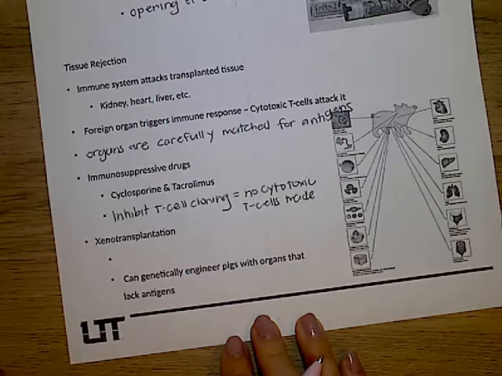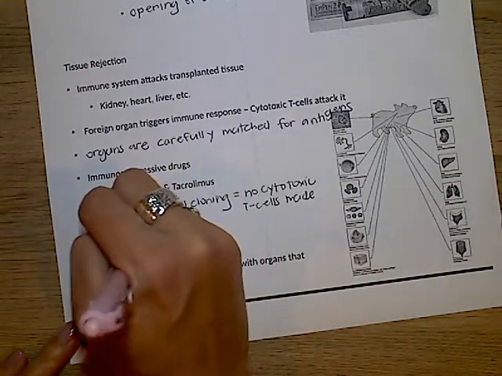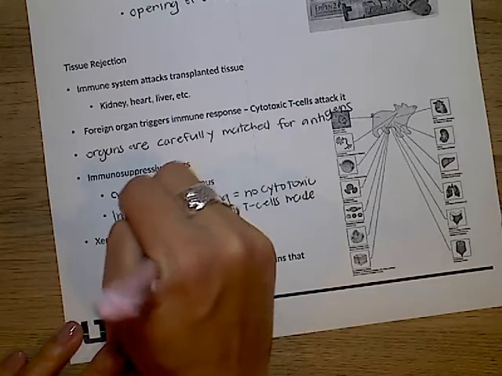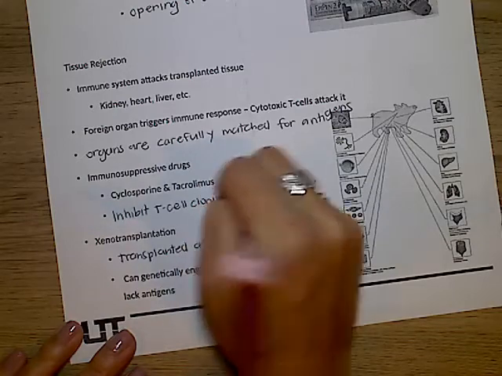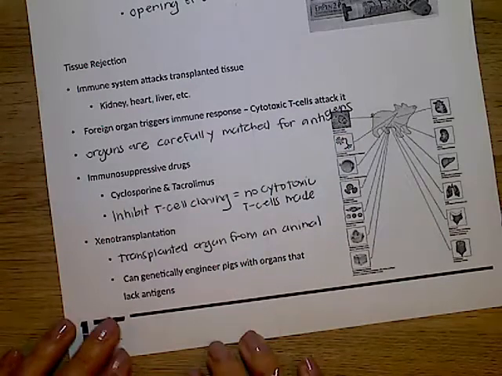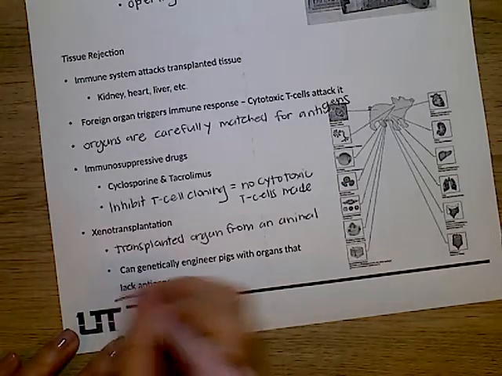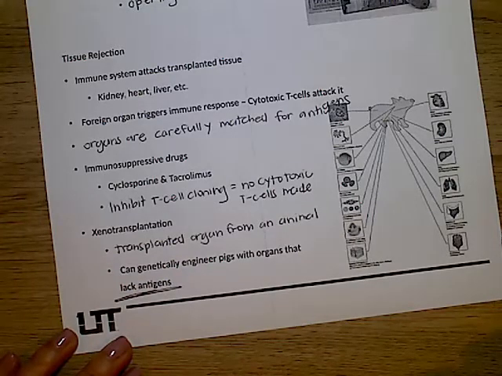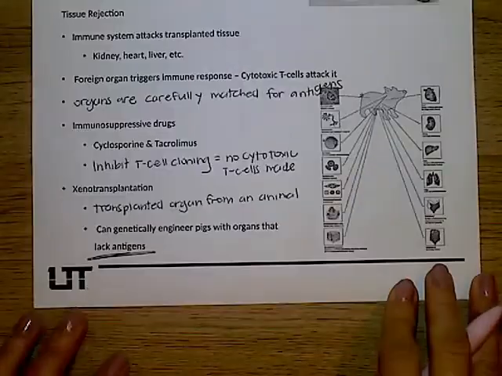And I think this next one is super interesting. Xenotransplantation. This is when you get an organ transplanted from an animal. And they can actually genetically engineer pigs to grow organs that lack antigens. So your body, there's nothing to recognize as foreign because there aren't antigens, which is really cool.